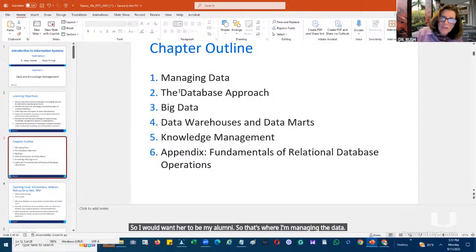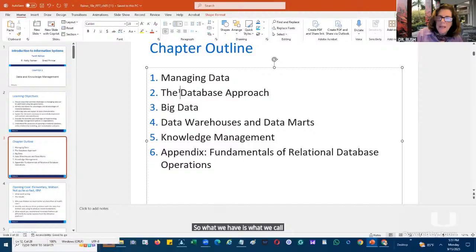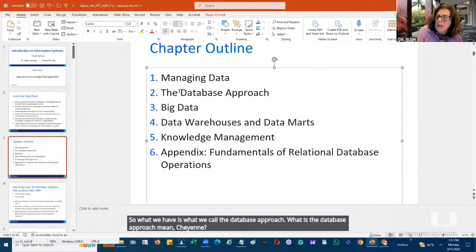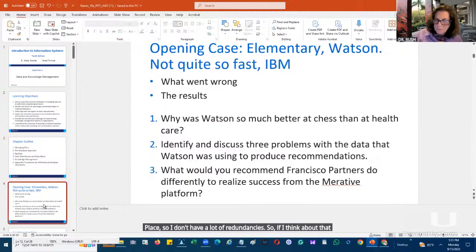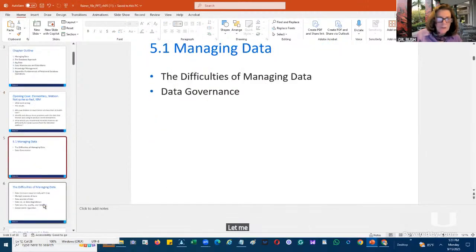So what we have is what we call the database approach. What does the database approach mean, Cheyenne? That I'm putting my data as much as I can in one place, so I don't have a lot of redundancies. So if I think about that, let me just go to the next slide.